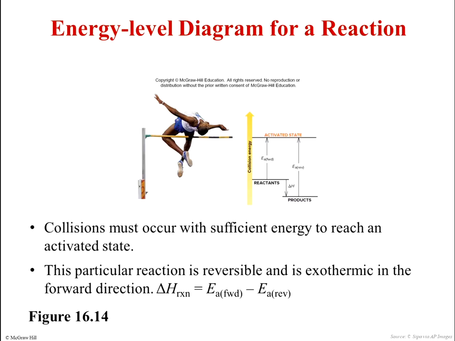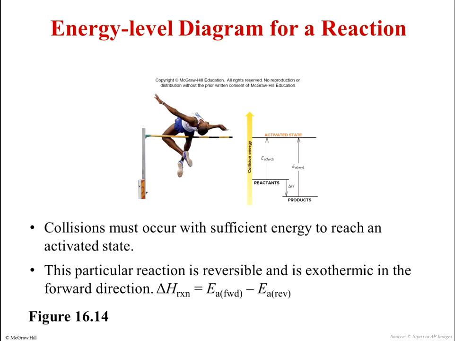So here we see a high jumper jumping over a bar. We can think of molecules in the same way. We can go from reactants to products. The energy difference between reactants and products is given by delta H. But in order to get there, the reactants have to proceed through an activated state. We're going to see later on, we're going to call this a transition state. So collisions must occur with enough energy to get up to the activated state, where the bonds are being broken, and then make our way down to the products.